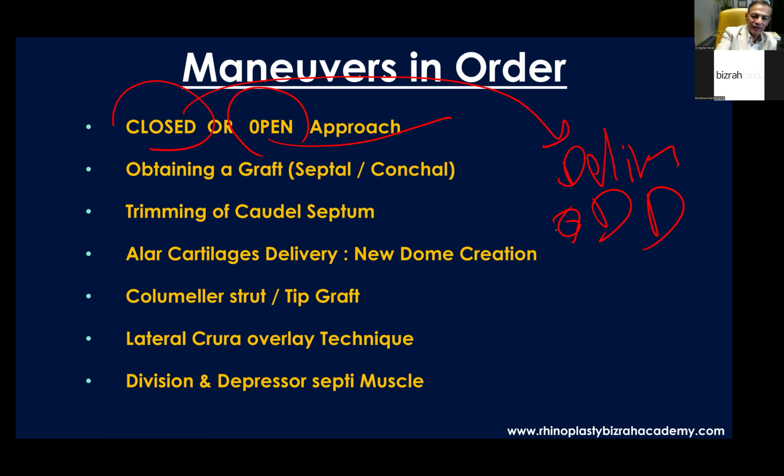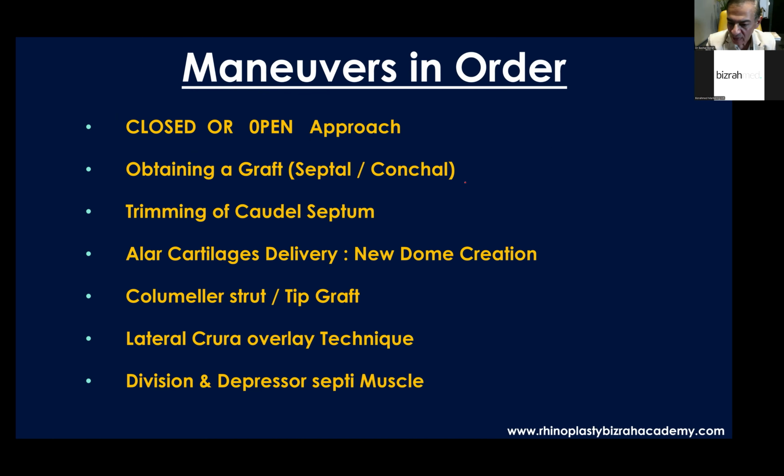Then once you have chosen your approach, closed or open, you need to obtain a septal graft. In primary surgery, usually you obtain a septal graft. In secondary revision surgery, when there is no septal graft, you may go for the ear and obtain a conchal graft. And then the third step is a very limited trimming of the caudal septum, about only 1 millimeter, in order to allow space for the tip to rotate, to retract back.